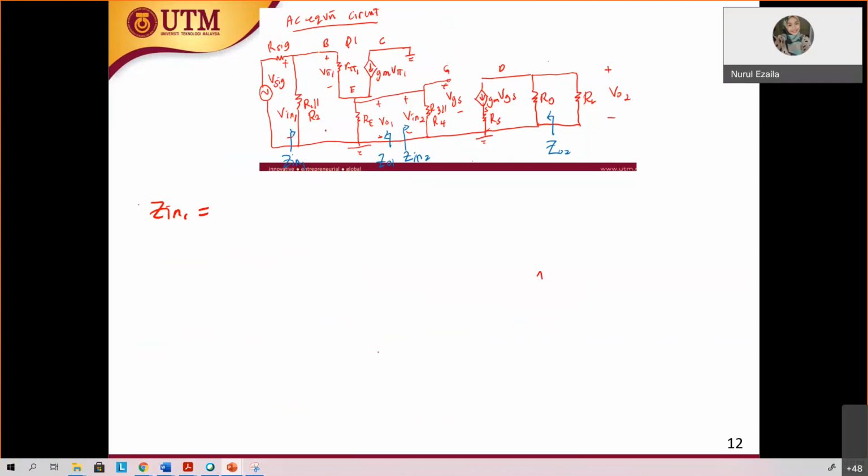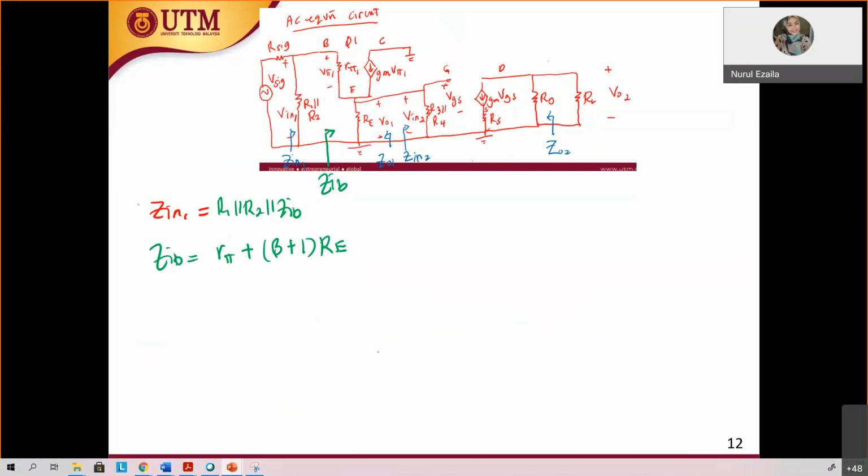I need to use a different color. So this is what we call Z in B. You still remember for the common collector? Yes. So this is R1 parallel with R2 parallel with Z in B. Z in B from common collector, please look at the derivation again. It is equal to r pi plus (beta plus 1) RE. So that is for the Z in B.